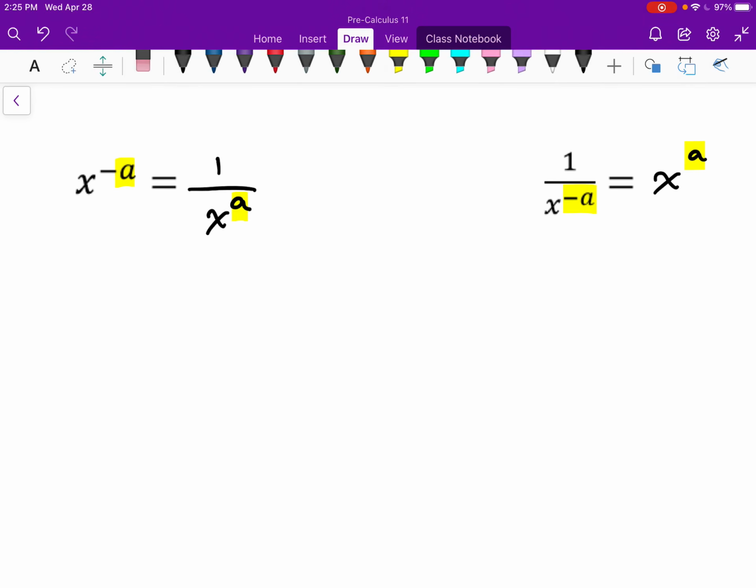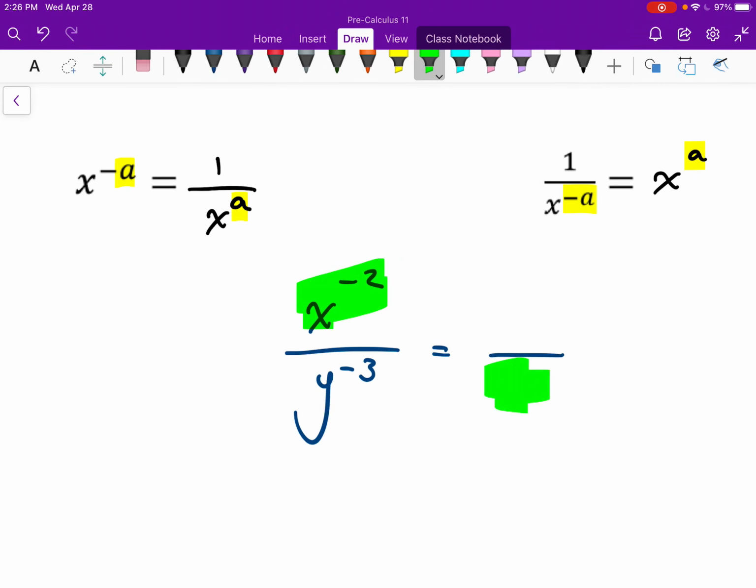And so when we have a mix, like if we have x to the power of negative 2 over y to the power of negative 3, x to the power of negative 2, I can write as x to the power of positive 2 in the denominator, and y to the negative 3, I can write as y to the power of positive 3 in the numerator. And in practice, when we deal with negative exponents, we tend to see lots of things kind of flipping around because quite often it's easier to deal with positive exponents than negative exponents.